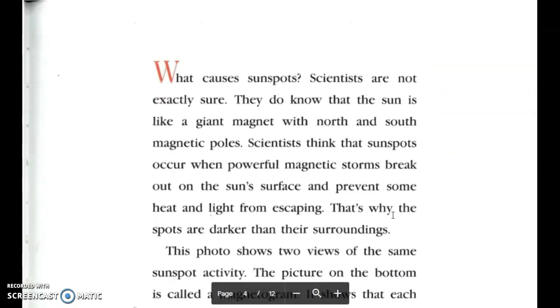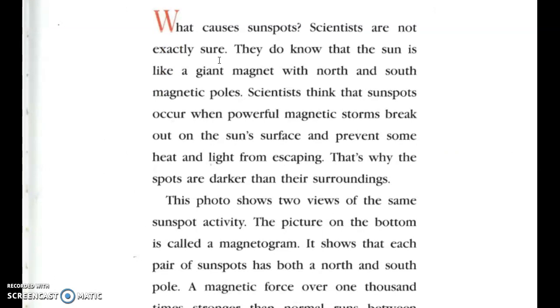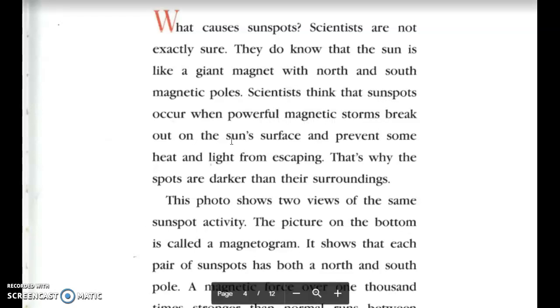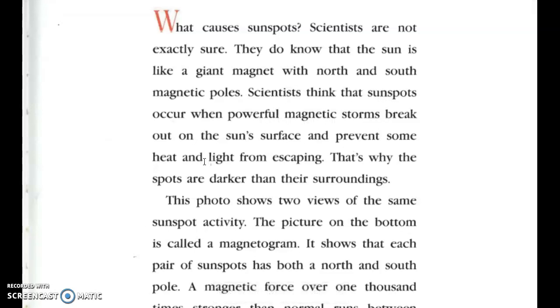What causes sunspots? Scientists are not exactly sure. They do know that the sun is like a giant magnet with north and south magnetic poles. Scientists think that sunspots occur when powerful magnetic storms break out on the sun's surface and prevent some heat and light from escaping. That's why the spots are darker than their surroundings.